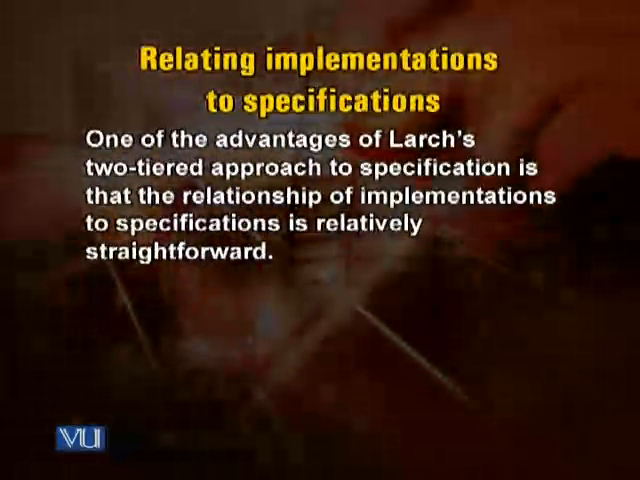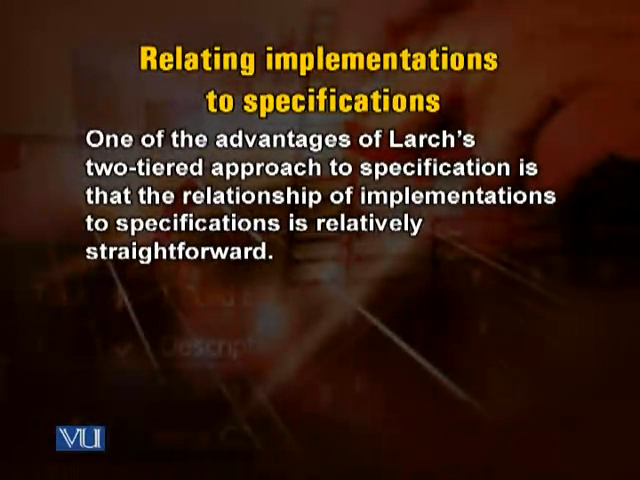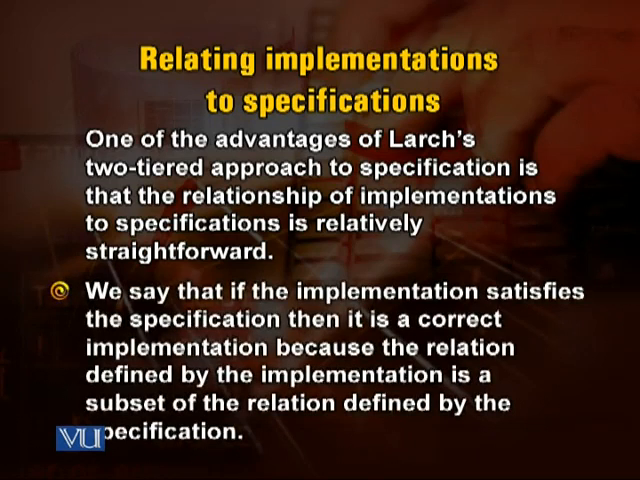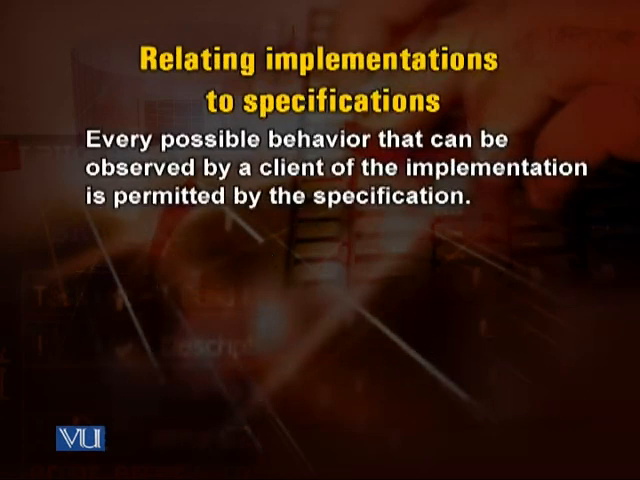One of the advantages of the two-tiered approach to specification is that the relationship of implementation to specification is relatively straightforward. We say that if the implementation satisfies the specification, then it is a correct implementation, because the relation defined by the implementation is a subset of the relation defined by the specification. Every possible behavior that can be observed by a client of the implementation is permitted by the specification.